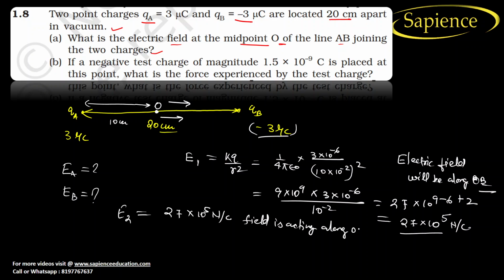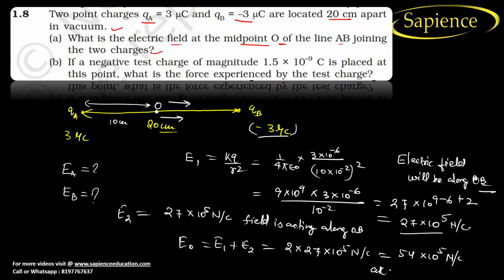along OB. So the total net electric field at a point O will be equal to E1 plus E2. Since both have the same direction, we can add them. So when you add, you get 2 into 27 into 10 to the power 5 Newton per Coulomb. So this will finally be 54 into 10 to the power 5 Newton per Coulomb acting along OB. I hope you have understood this one.